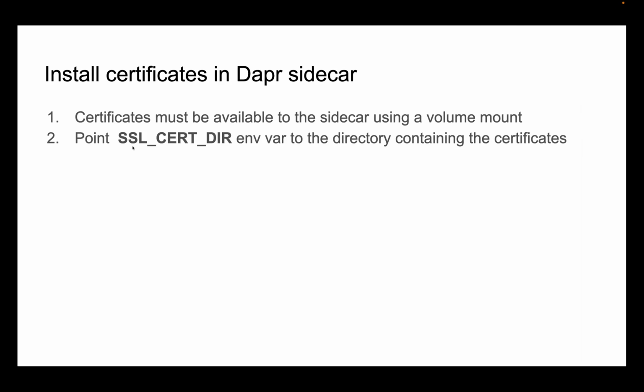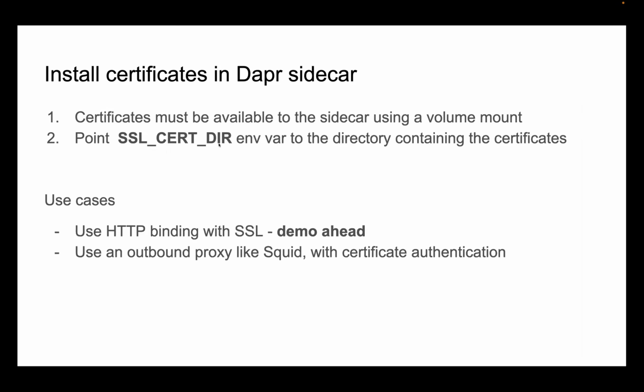Once you have that, you can use this environment variable SSL_CERT_DIR and basically point this to the certificates. This is something that you might be familiar with from the Linux world. And in the case of Dapr, we also have support for Windows. So even if you're running Windows containers and you have this environment variable, behind the scenes, it takes care of installing the certificates to the root store.